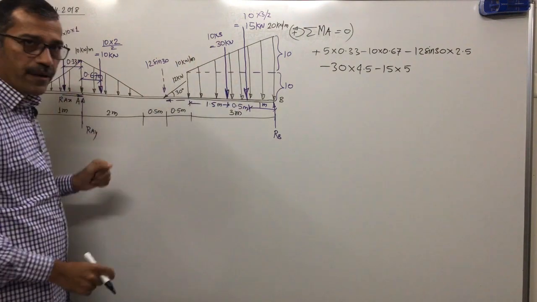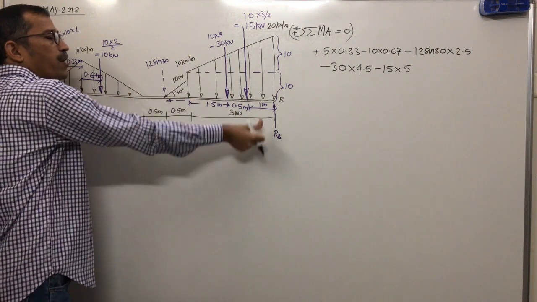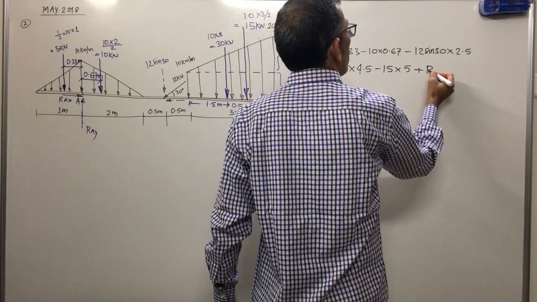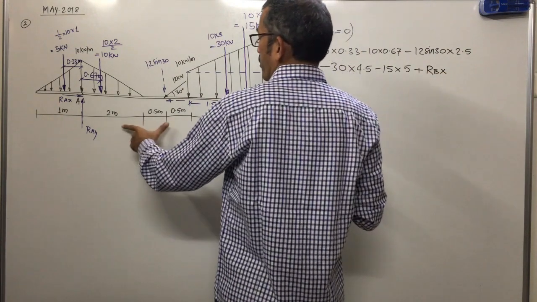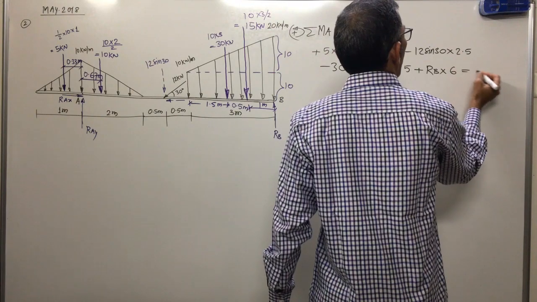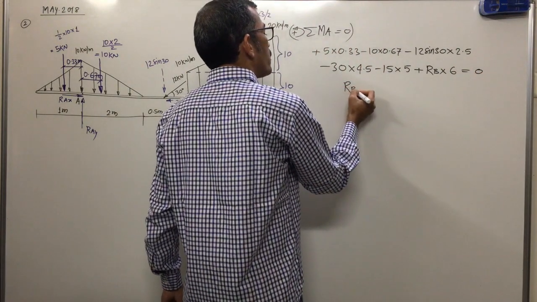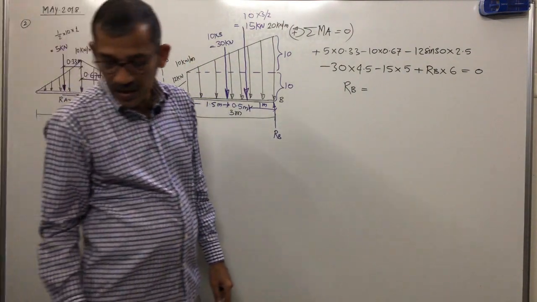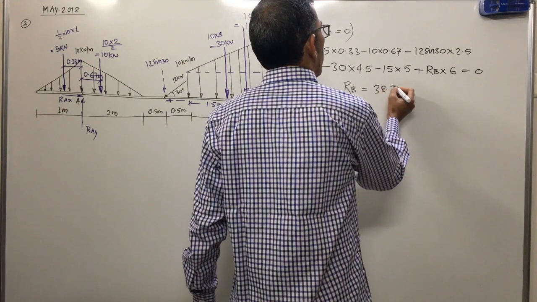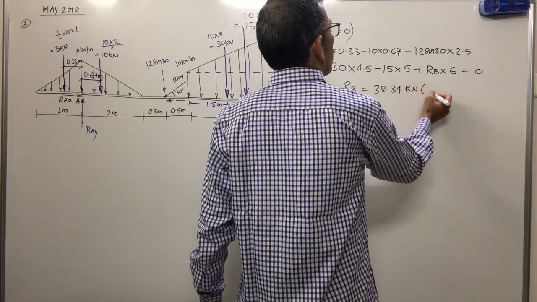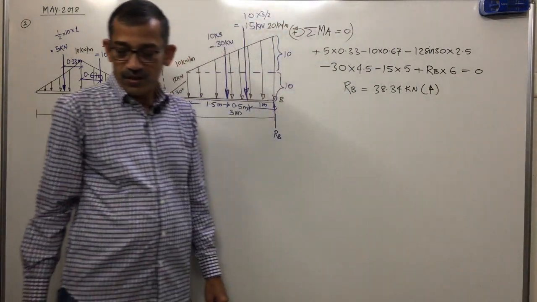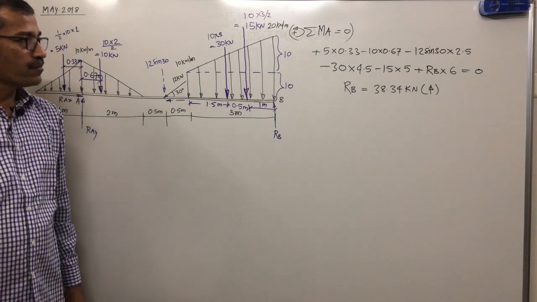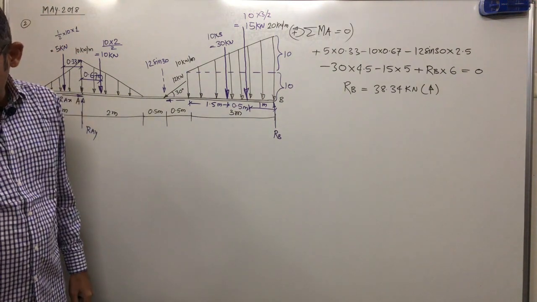The moment of RB about A. It is a horizontal bar and the force is applied upward. How will this rotate? Anti-clockwise, so plus RB into distance: 2 plus 1, 3, 3 plus 3, 6, and equal to 0. Now if you calculate, RB comes out to be 38.34 kilonewton. A positive answer means the assumed direction of the reaction is correct. The assumed direction is upward, and the answer is positive, so the reaction is upward.